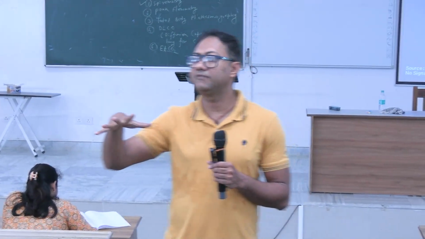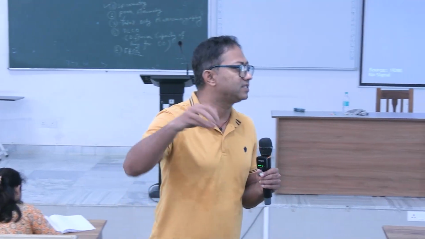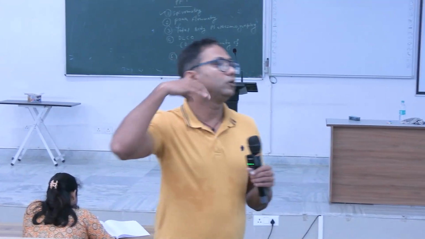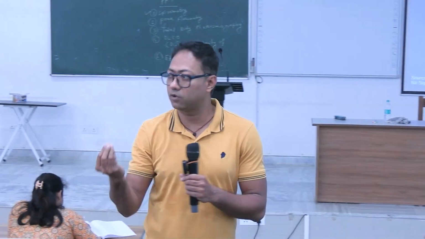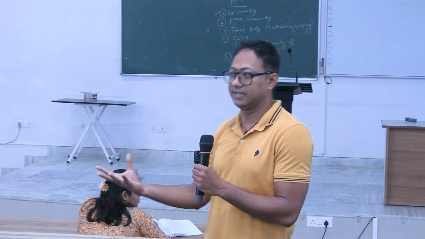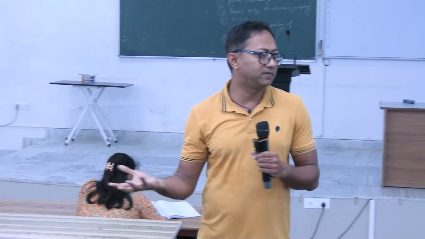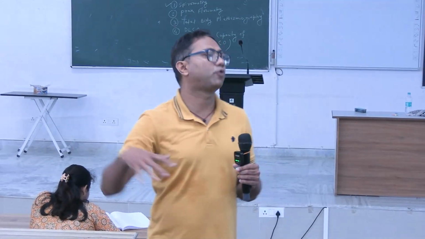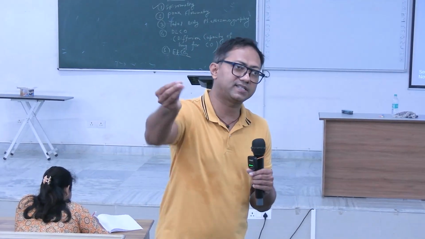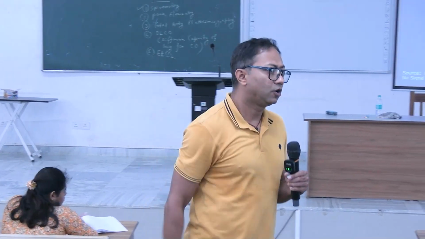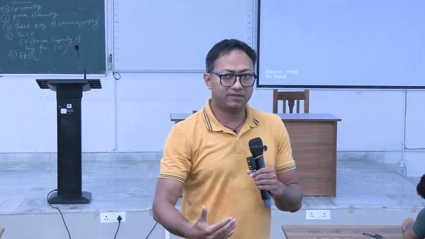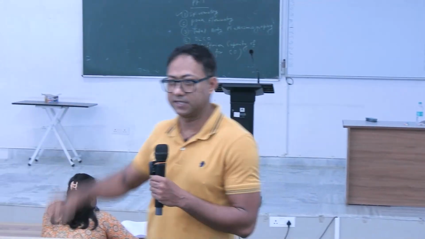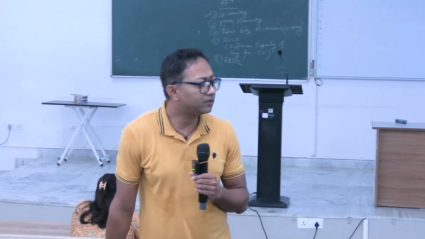So FEV1 by FVC. In our example FEV1 was 3.5 liters, that is the maximum amount of air you exhaled in first second. And total vital capacity is 4 liter. Out of 4 liter, in first second you exhale 3.5 liter. So FEV1 by FVC is 3.5 by 4. That will come to almost 90%, right?